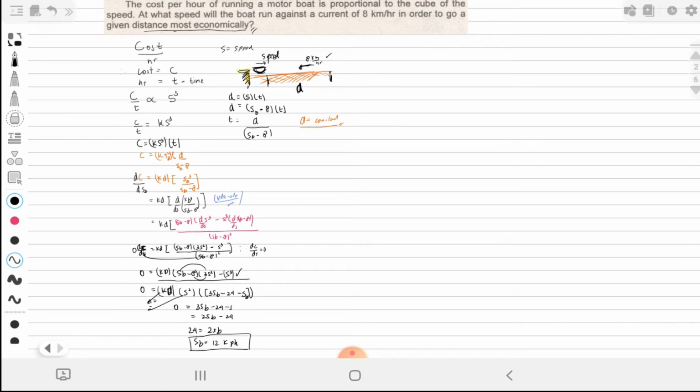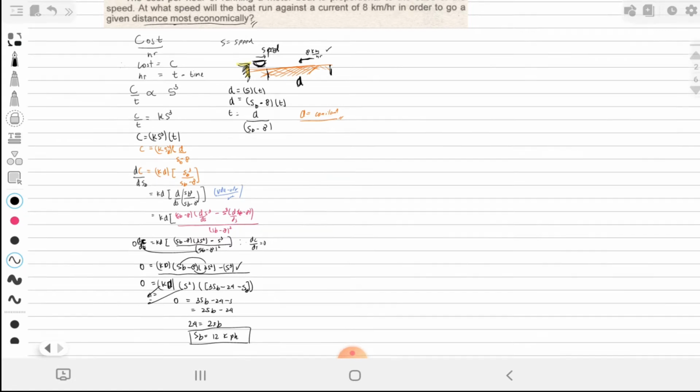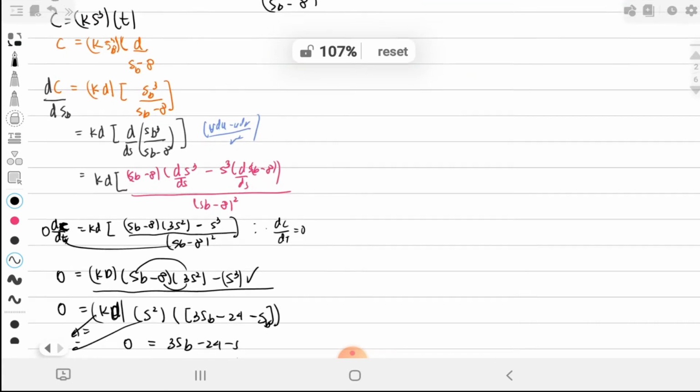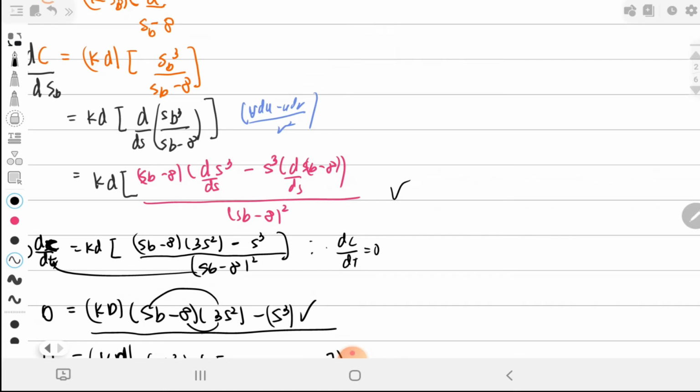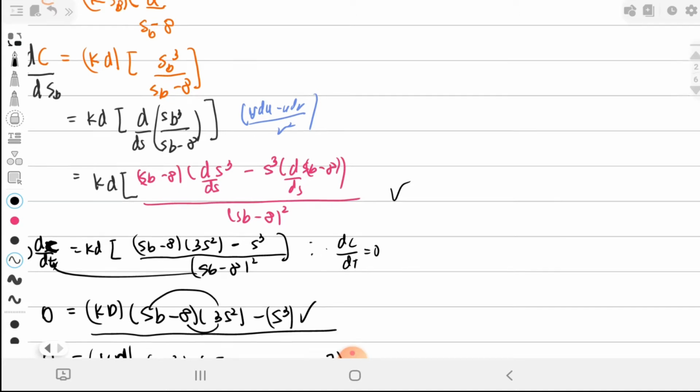So 12 kph. If you do not believe that this is our minimum value, the best thing to do is differentiate it. If it gives a positive value upon substitution, then that is our minimum value. So that's it.